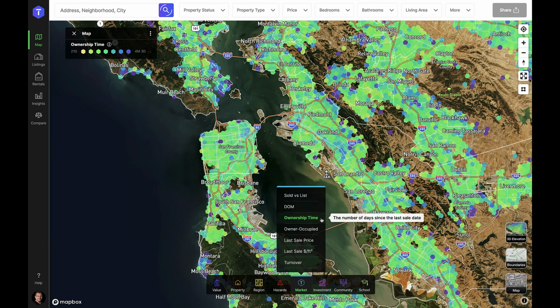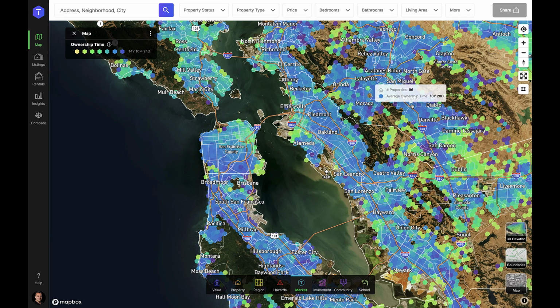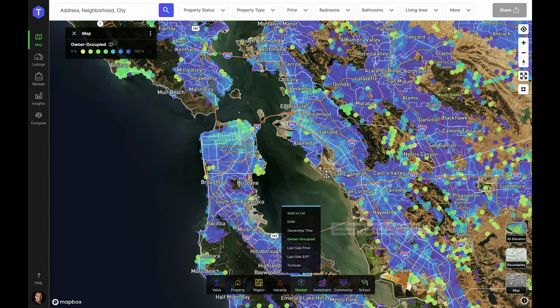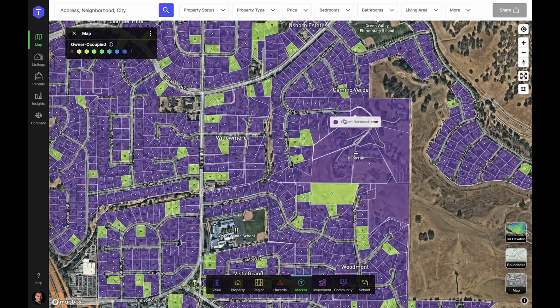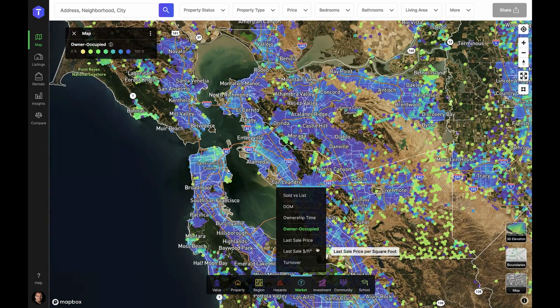Our ownership time layer shows you how long the current owner of each property has owned their home. Our owner-occupied layer lets you identify which homes are owner-occupied and which are not. This is useful for many reasons, with the most popular being able to identify which homes are not owner-occupied and which can be farmed or identified as leads to reach out to.